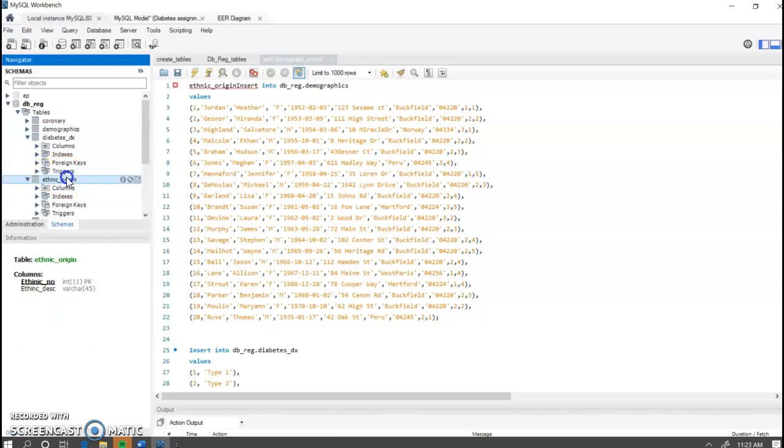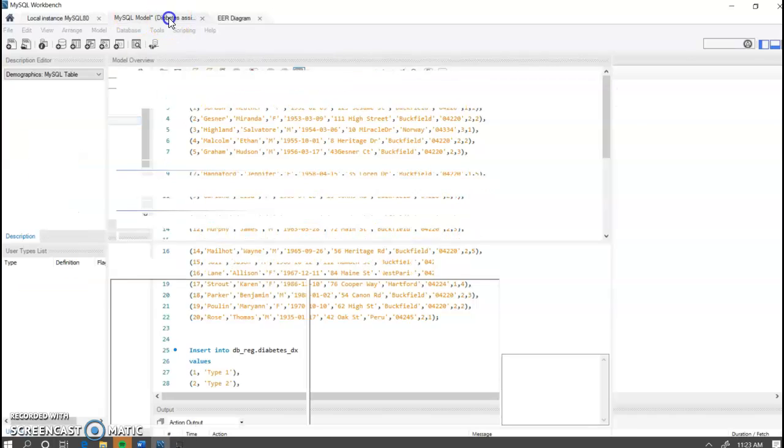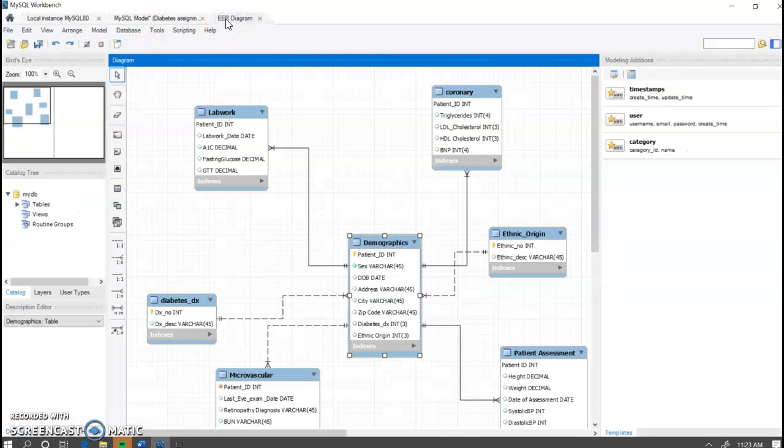And we can see that if we go into the ethnic origin table, I do have an integer, and then my description is free text. And we can go into my diabetes diagnosis table, and it's similarly set up. The remainder of the tables are linked through the primary key of the patient ID number. So for each patient ID, their information or data is going to be kept in the different tables.